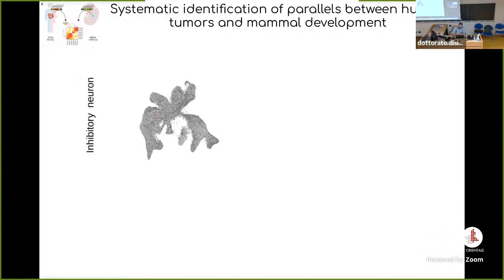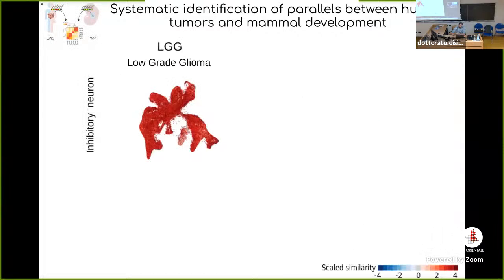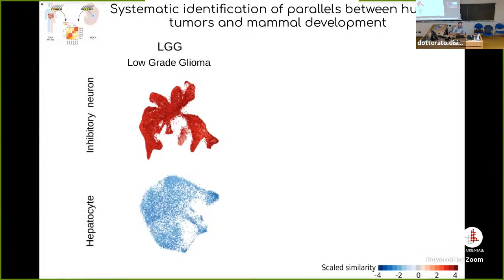On top of these cells, we can overlay the information of their similarity with human samples. In the specific case, if we overlay the information of tumors that are low-grade glioma, we see that basically all the cells get a red color, which shows a high level of similarity with the cells that comprise the inhibitory neuron trajectory. Conversely, if we look at the similarities between the TCGA low-grade glioma samples and the cells that comprise the hepatocyte trajectory, the cells that will define a liver, there is a very low level of similarity.